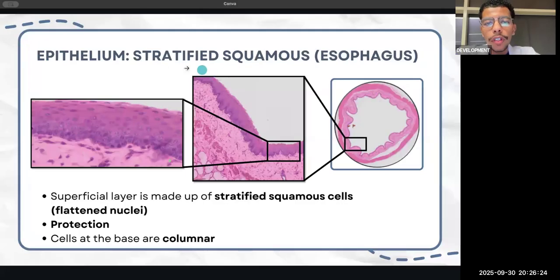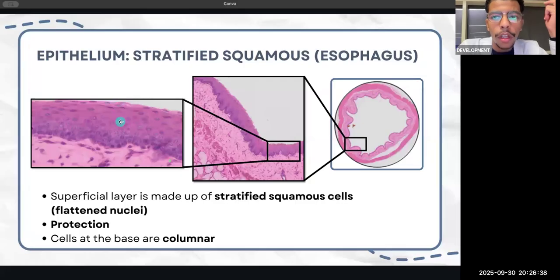Now for the stratified squamous. As we said, squamous means flat. Stratified means more than one layer. Simple squamous was one layer of flat cells. This is multiple layers. Can you see how many layers we have here? Now this is your esophagus. Can you guys see? It's a tube. In the esophagus we can find stratified squamous epithelium. It's mainly for protection, because food passes through your esophagus, so to protect it from friction, we have stratified squamous.